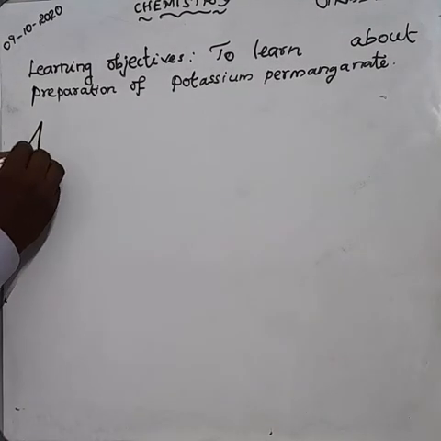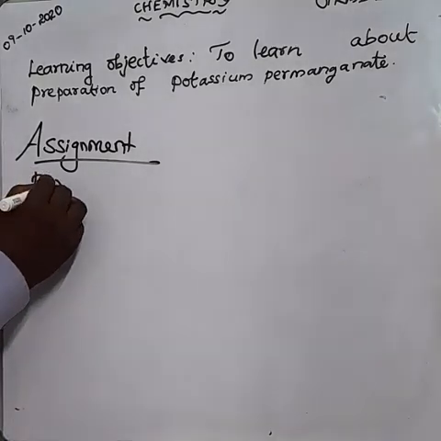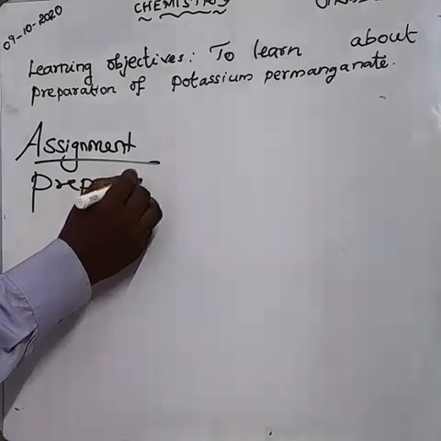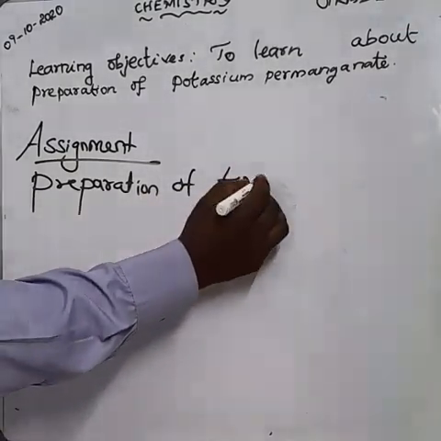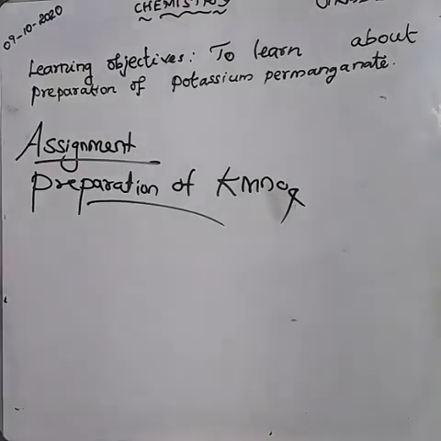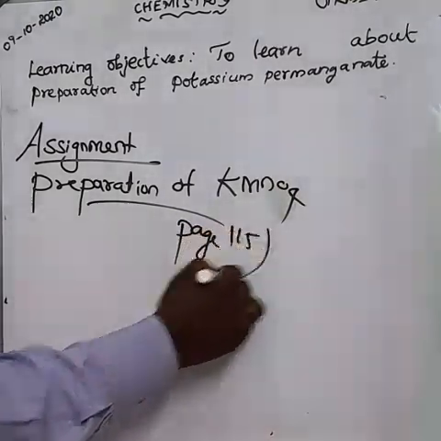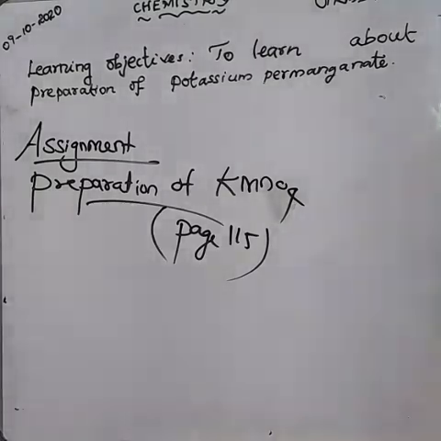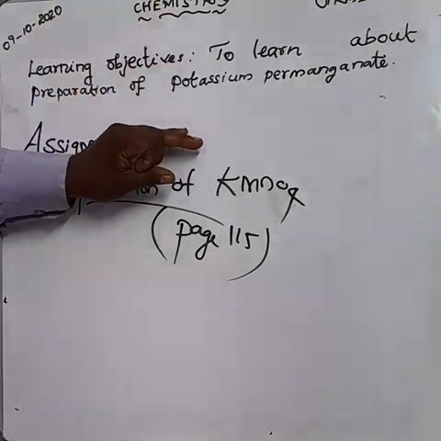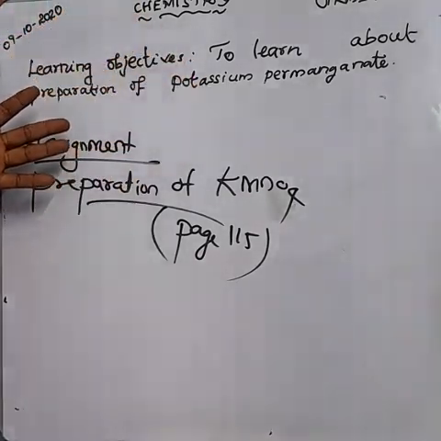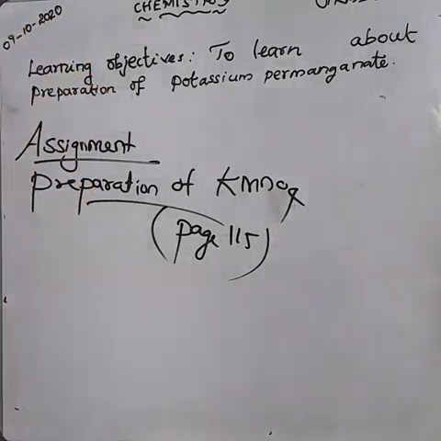And we have today's assignment. Assignment: the preparation of KMnO4. Potassium permanganate preparation. I think the page number is 115. Page number is 115. Anyhow, that is the preparation. First one is the conversion of MnO2 to potassium manganate. Next is the oxidation of potassium manganate to potassium permanganate. First one is chemical oxidation. Second one is electrolytic oxidation. This much is enough.